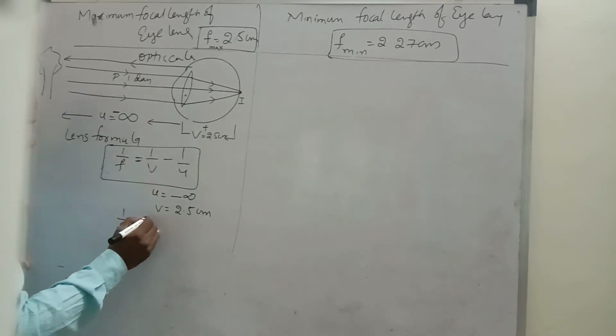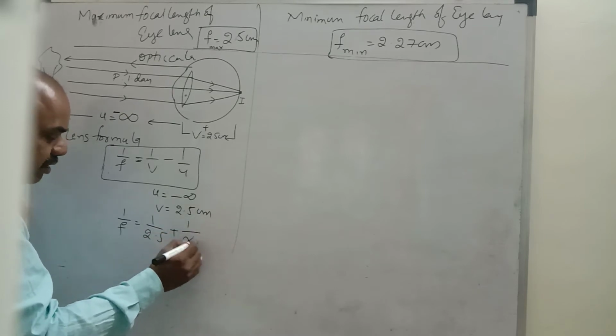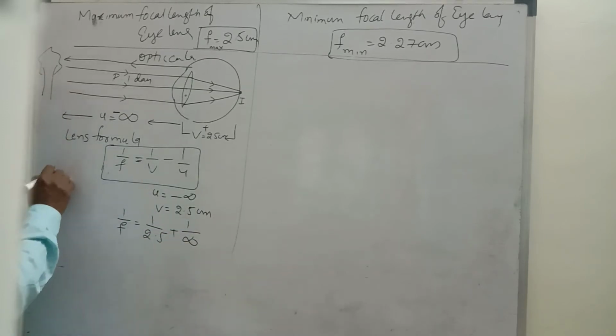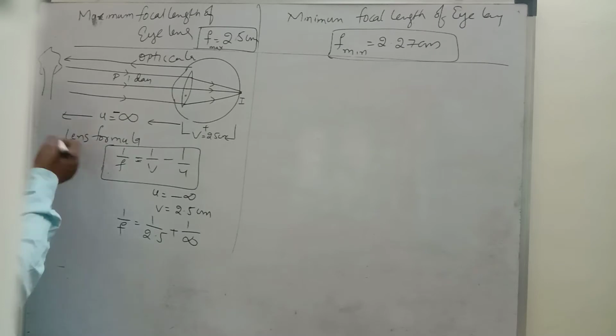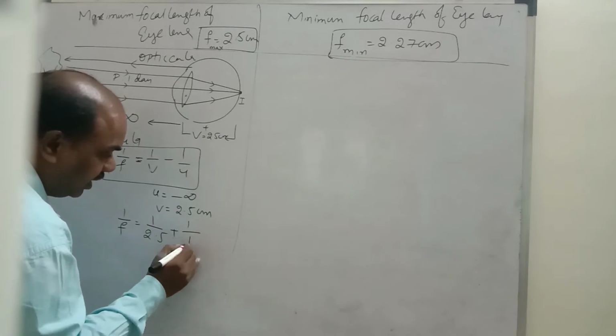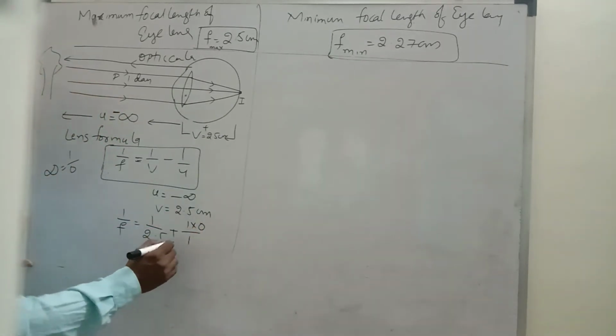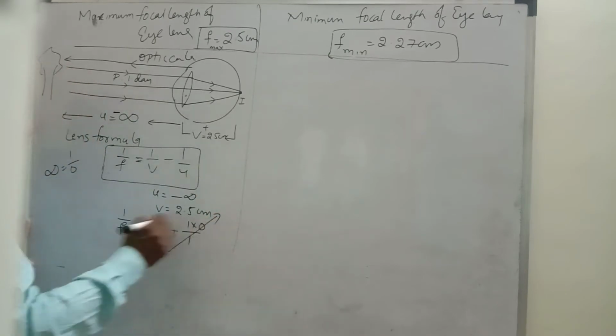1 by f is equal to 1 by 2.5 minus into minus, plus 1 by infinite. Infinite is nothing but something by 0. So 1 by infinite is 1 by something by 0, which is 0 into 1 by something, 0. This total value becomes 0.